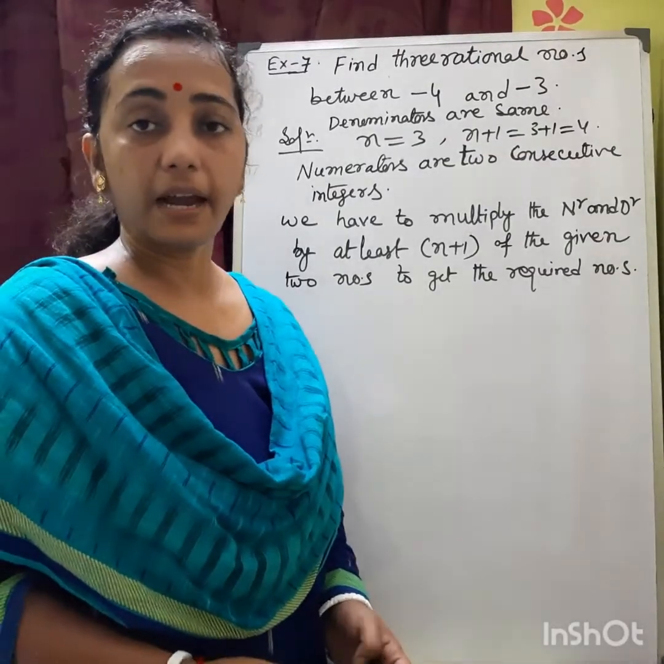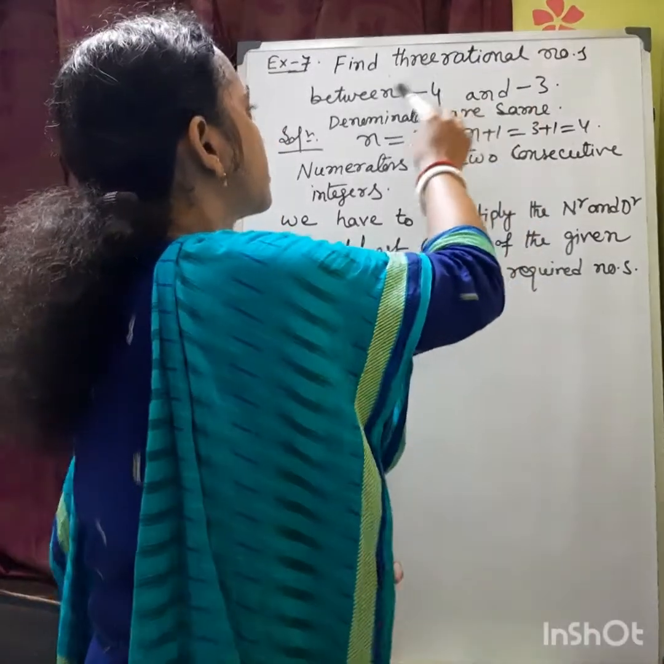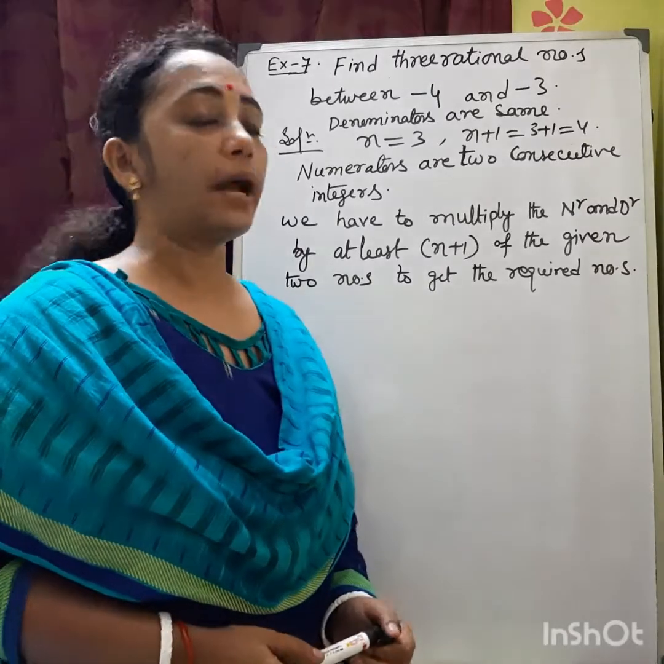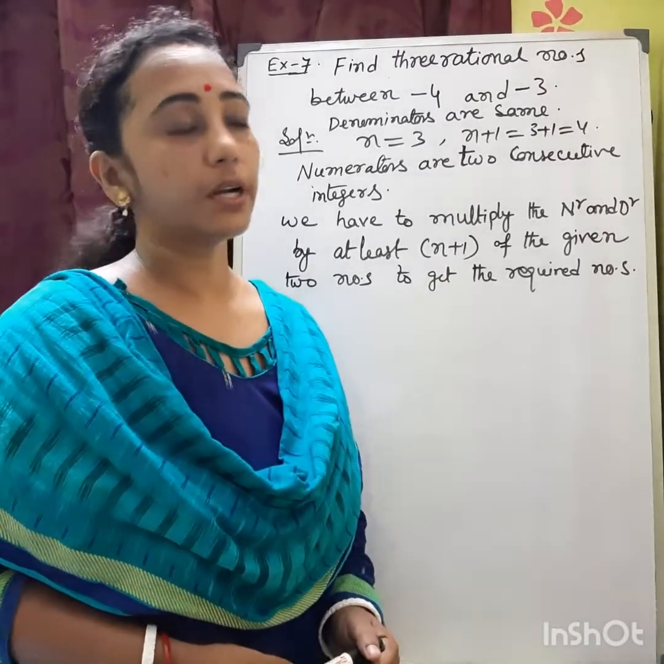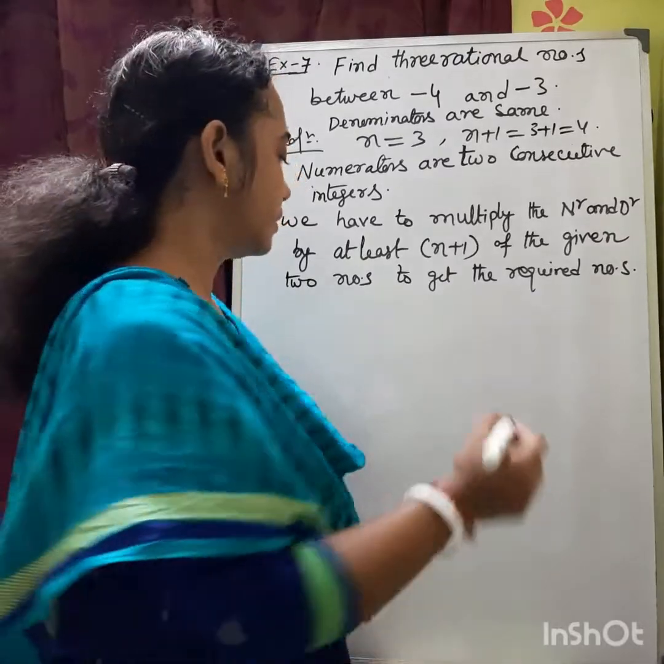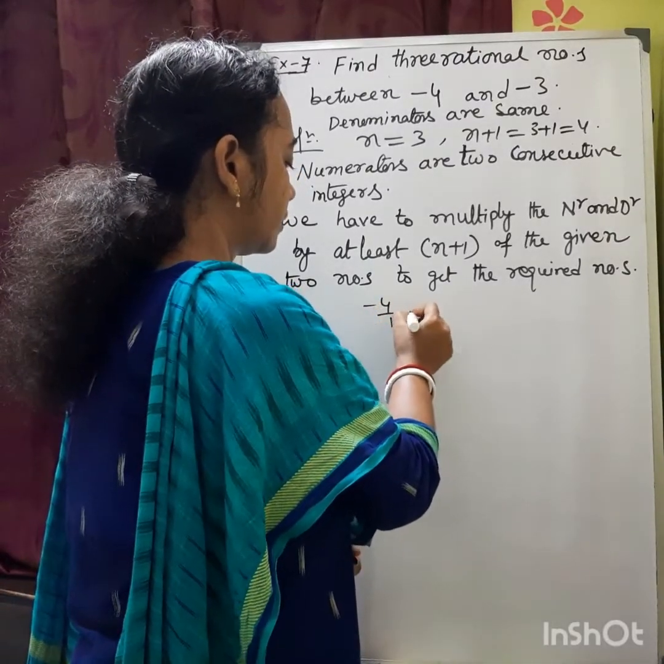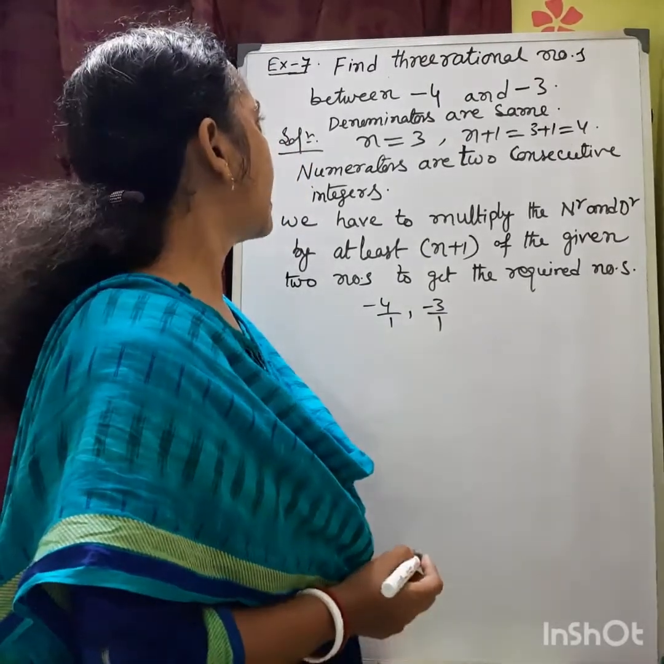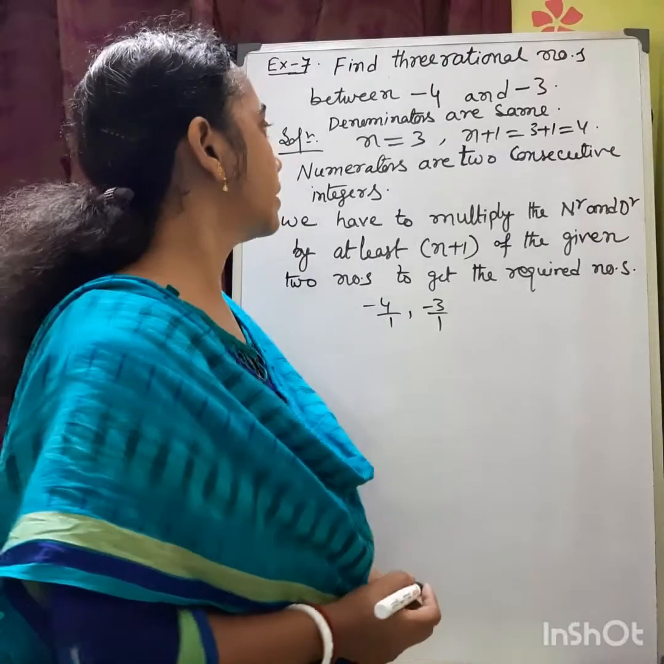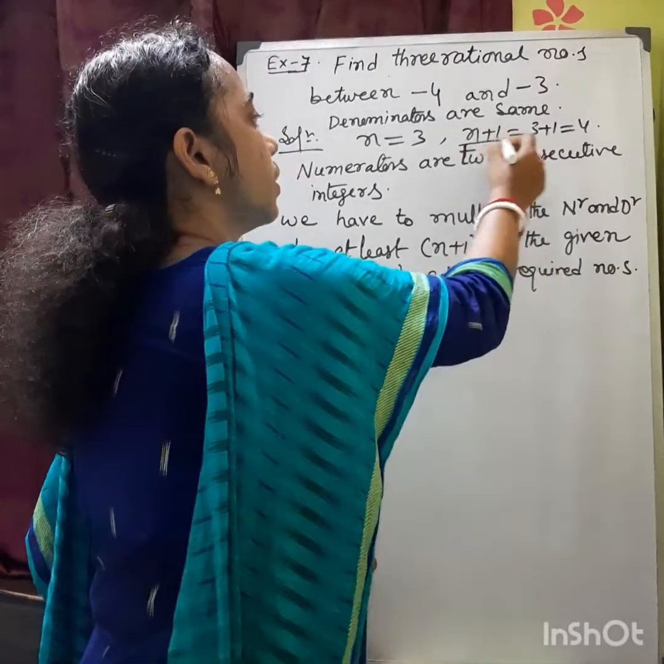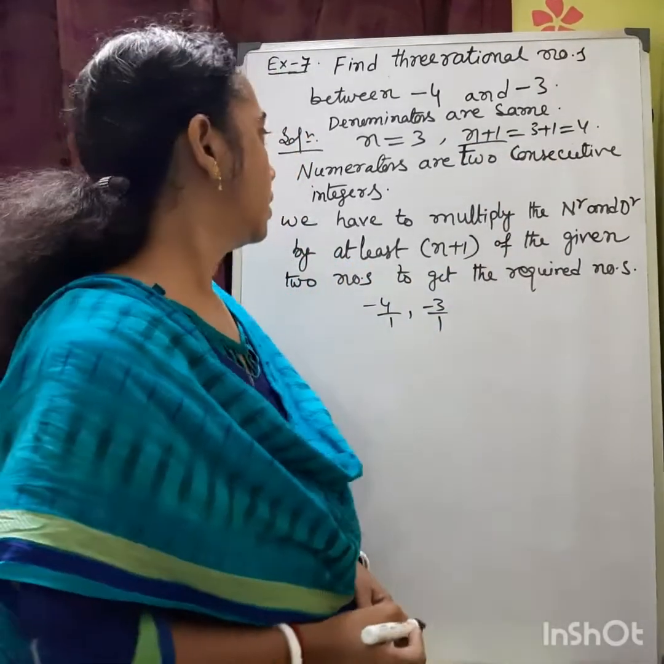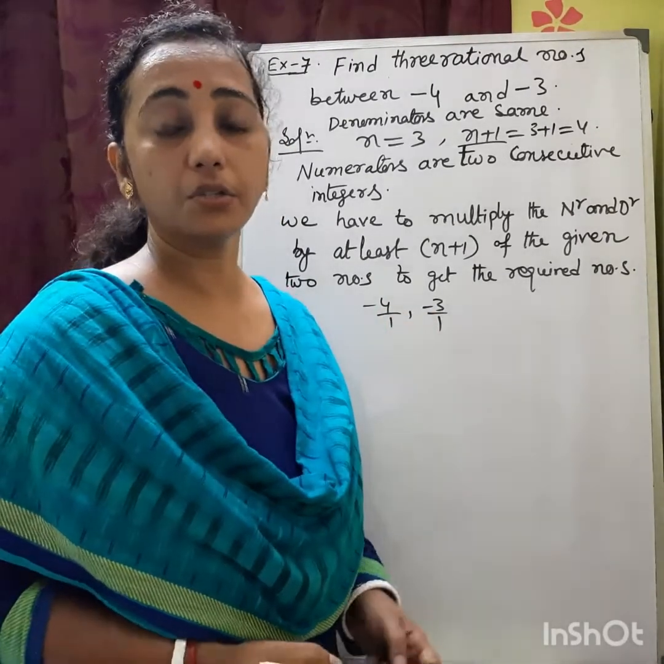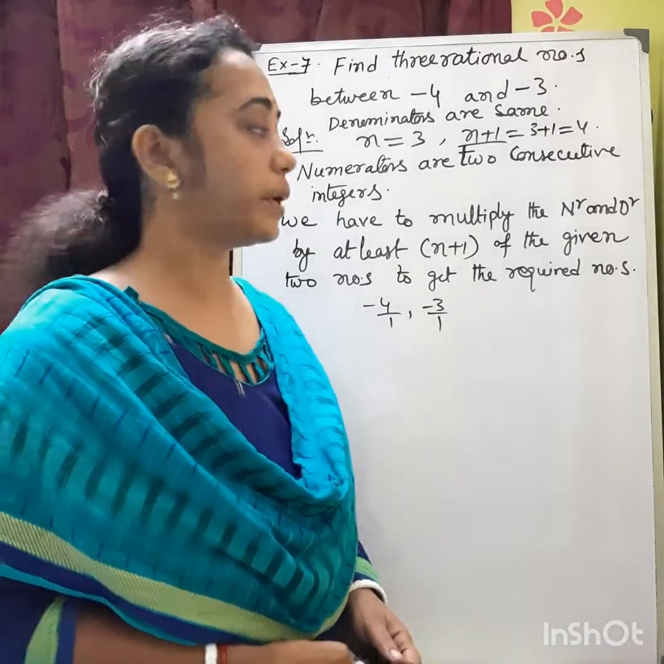Now let us consider another example: find three rational numbers between minus 4 and minus 3. These two rational numbers, minus 4 can be written as minus 4 by 1 and minus 3 can be written as minus 3 by 1. So both have the same denominator, that is 1. And as we have to find three rational numbers, here n is equal to 3. So n plus 1 is 3 plus 1, that is 4. The numerators are two consecutive integers, because minus 4 and minus 3 are two consecutive integers.